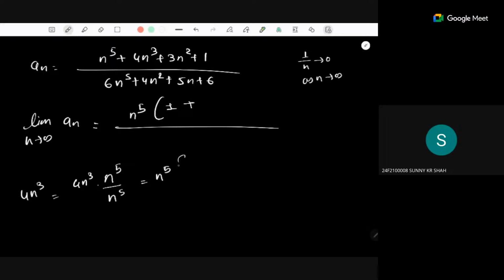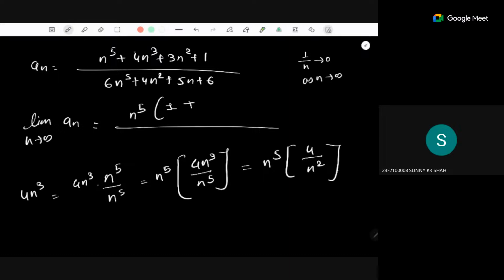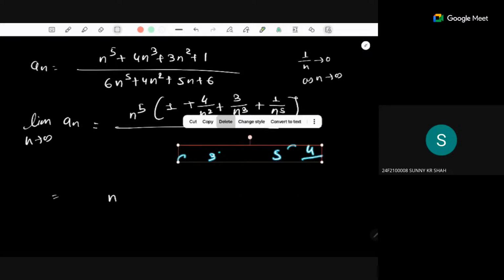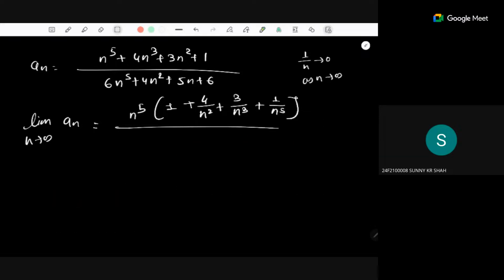So n to the power 5 we can take common, and then we will have 4n cube by n to the power 5. But this is same as n to the power 5 and 4 upon n square. So that means if I want to pull out n to the power 5 from this particular term, 4 into n cube, I'll get 4 upon n square back and n to the power 5 common. So here I have 4 upon n square. Similarly, here you can get 3 upon n cube. And here you will get 1 upon n to the power 5. Just multiply and divide by n to the power 5 over those terms. Okay. So now similarly, we will pull out the largest power of n from the denominator too.